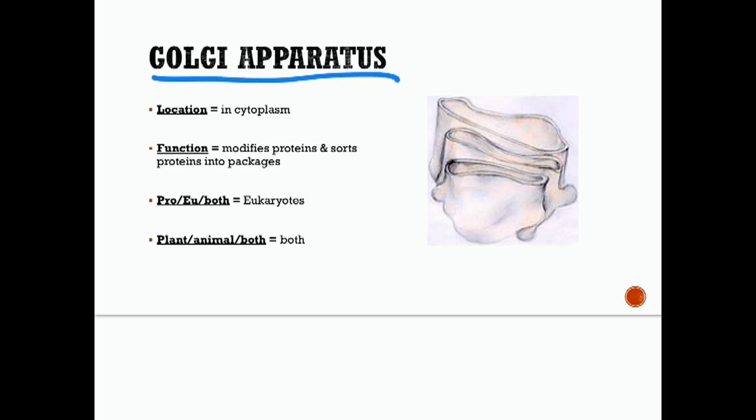Golgi apparatus or Golgi body. Its location is in the cytoplasm. Its function is to modify proteins and sort them into packages. So in your city, it would be like the post office. Just in eukaryotic cells, both plant and animal cells can have a Golgi apparatus.